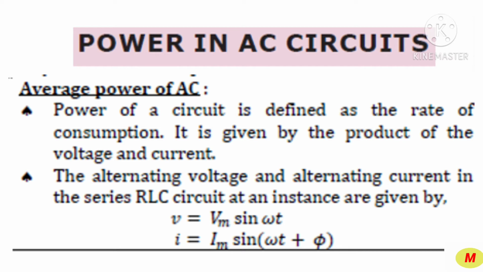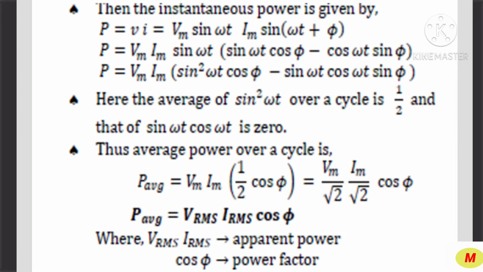Now we are going to derive the expression for average power of AC. Power of a circuit is defined as the rate of consumption. It is given by the product of voltage and current. The alternating voltage and the alternating current in the series RLC circuit at a given instant is given by the relation V is equal to Vm sin omega t and I is equal to Im sin (omega t plus phi). Then the instantaneous power is given by the relation P is equal to V into I, which is equal to Vm sin omega t into Im sin (omega t plus phi).